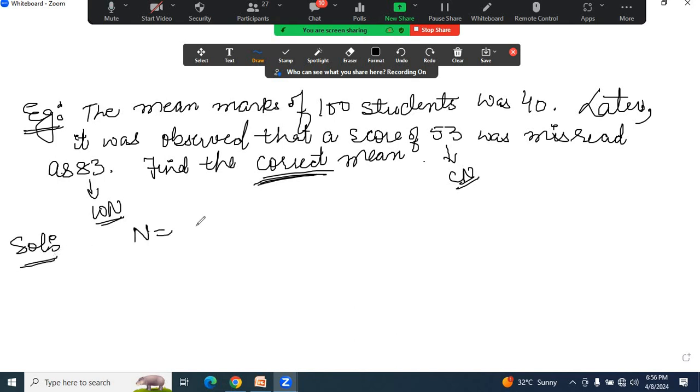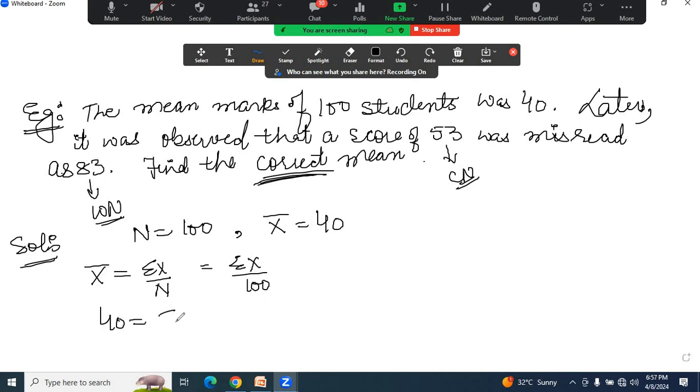What is n here? 100 students, so n is 100. And what is mean? We symbolize by x bar, that is 40. What is the formula of mean? Summation x upon n. Right? So summation x we don't know. And n is 100 and x bar is 40. So 40 is equal to summation x upon 100. So when something is divided and we shift to other side, it will be multiplied. So summation x will be 40 into 100, and 40 into 100 is 4000. So sum of observations is 4000.